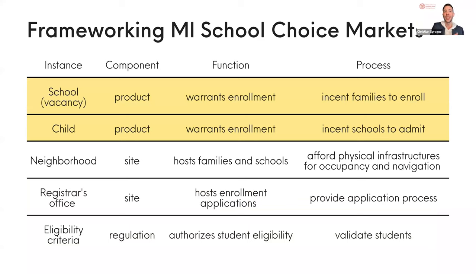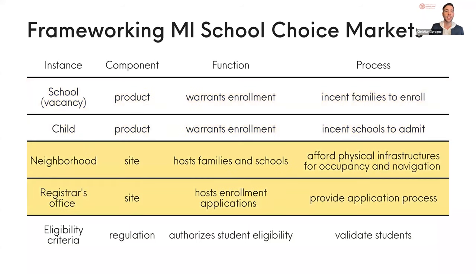So those are just the participants, but then you also have the products, right? The student and the school vacancies, and both of those warrant, right? They're actually giving reason for the enrollment a possibility or potential. And their process in that is by incenting families to enroll or incenting schools to admit, right? The child is asking the school to receive them, and the family's doing that with the school, conversely.